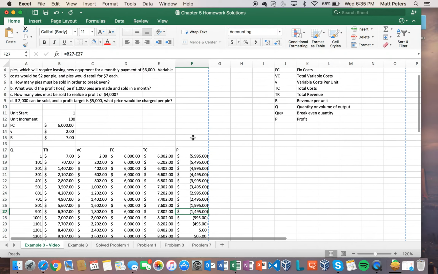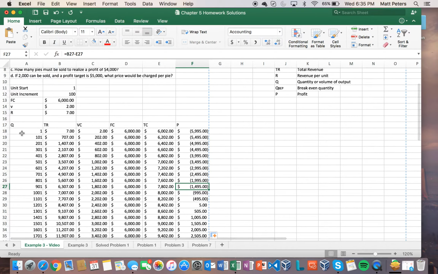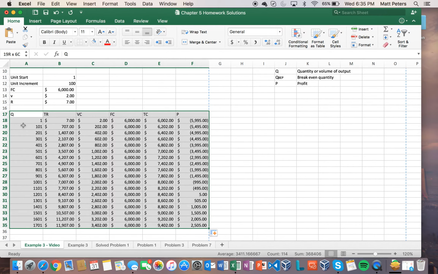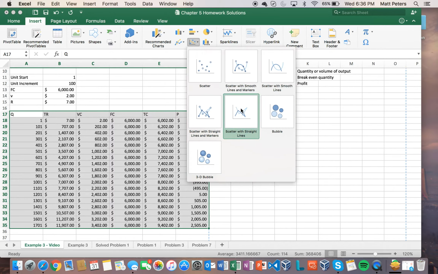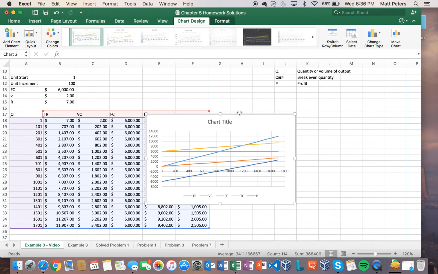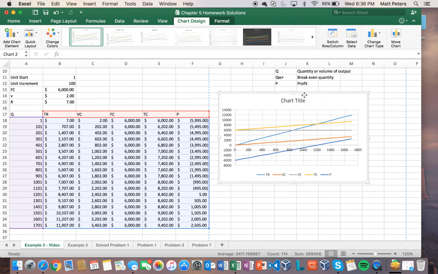Okay, now we want to build a chart for this. So to build our chart, we're going to highlight this entire table that we built. Highlight the entire table and then go up to Insert, and you want to look for the scatter chart. I'm going to click that and find the one with the lines, the scatter with straight lines, and click that. And that builds our chart over here. I'm going to make it a little bit bigger so we can see it better.